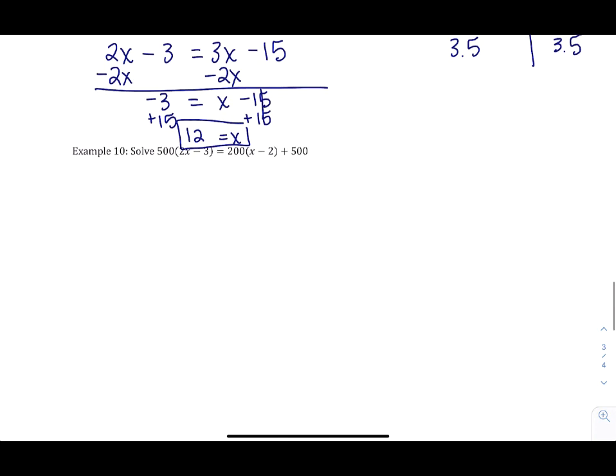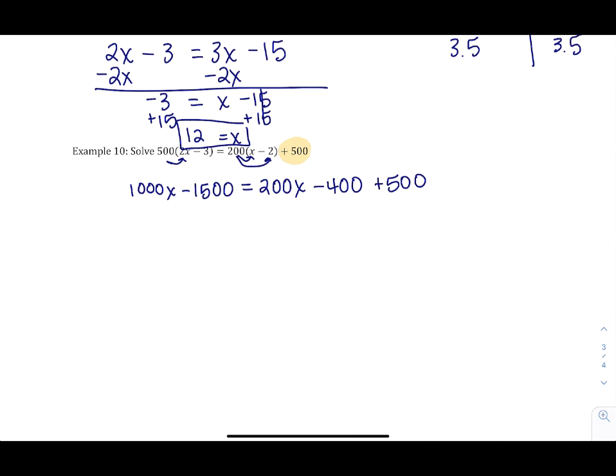And then the last example in our notes, we have a few things that we need to deal with. But the first thing here is the parentheses. So I'm going to distribute the 500 and the 200. So 500 times 2x is 1000x. 500 times -3 is minus 1500. And then on the right, 200 times x is 200x. 200 times -2 is -400. And we still have the plus 500. Don't forget anything after you're distributing.